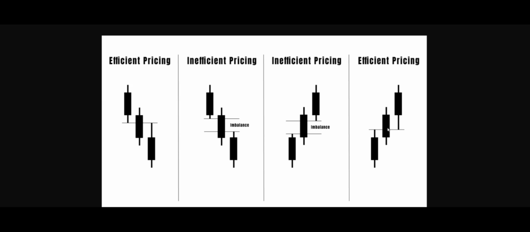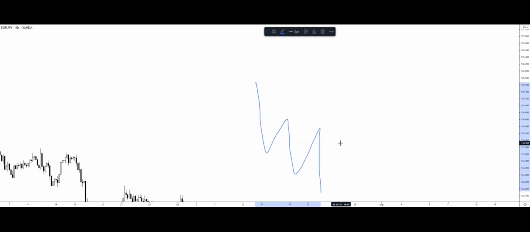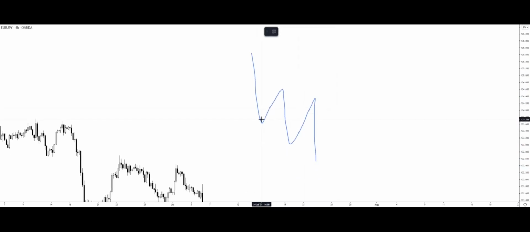Just focus on the three candles, because that's what makes an imbalance or efficient pricing. And you usually see this within trending markets. Pretty much it's when price creates imbalances like we've spoken about, right? Price is moving up, down, up, down. The reason why it's moving up, down, up, down is because there are imbalances, imbalances, imbalances.